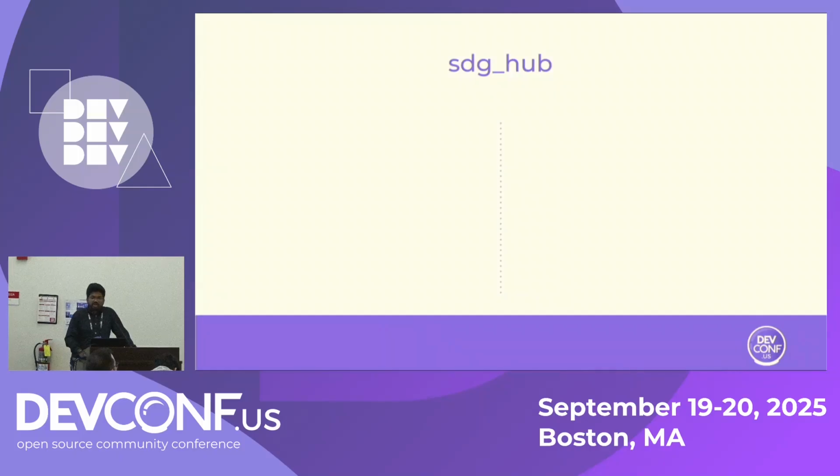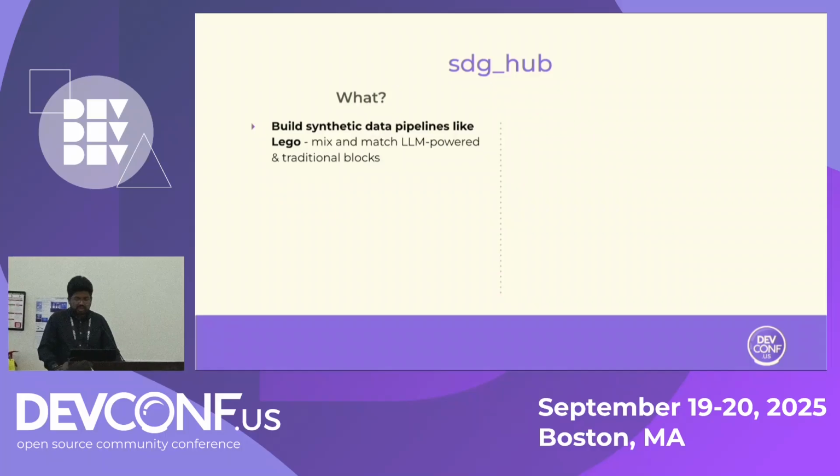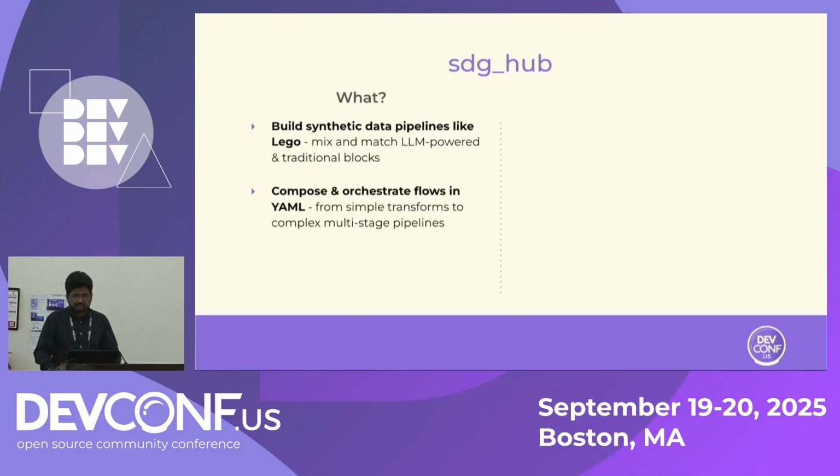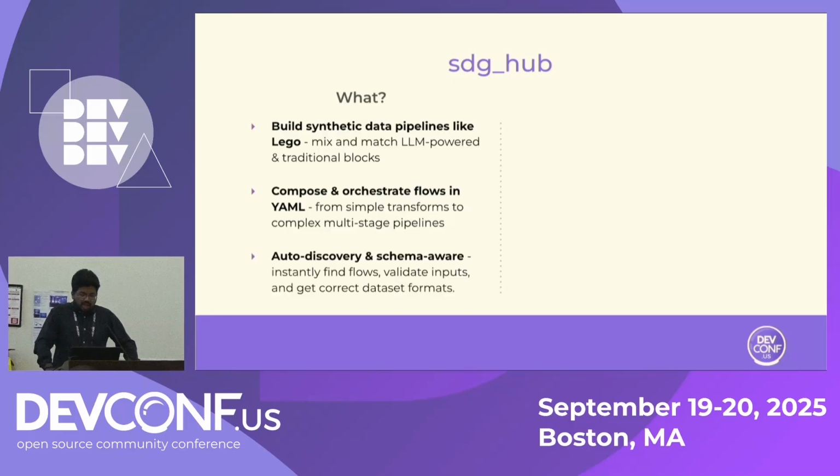Right, so now let's talk about SDG Hub. So what is it? SDG Hub lets you create synthetic data generation pipelines, sort of like Legos. You can mix and match LLM-powered and traditional blocks and create your own pipelines. You can compose them in YAML or Pythonically, and you can go from a single block into a modified and extensible pipeline. And instead of stitching together one-off scripts, you have a robust and standard implementation by which you can extend existing algorithms or create new algorithms.